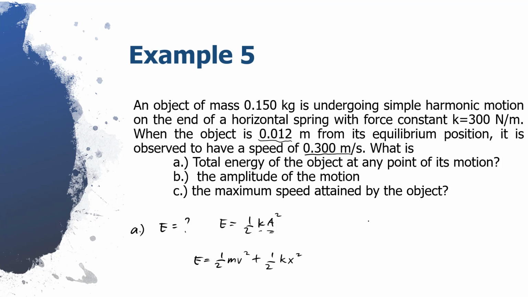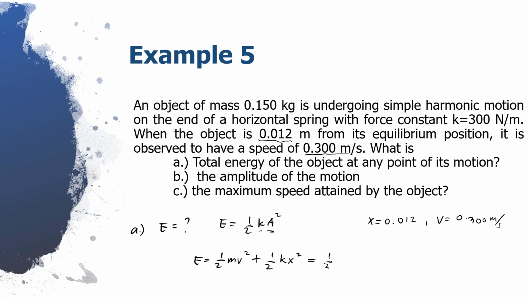We can use this one because we are given that when x is equal to 0.012, my v, or my speed, is 0.300 meters per second. So given the mass, which is 0.15, k is also given, 300. When v is 0.300 meters per second, x is 0.012. So therefore, the total energy of the object is equal to this one.